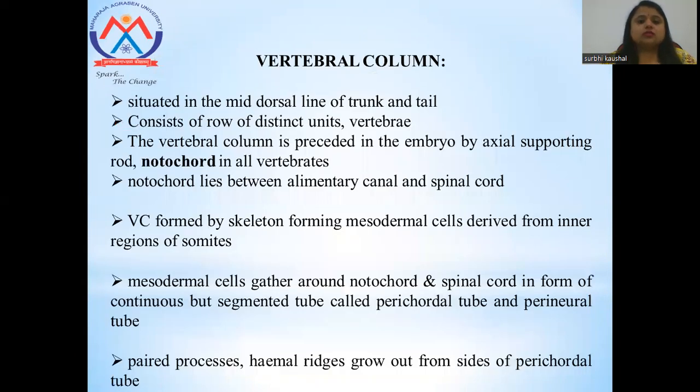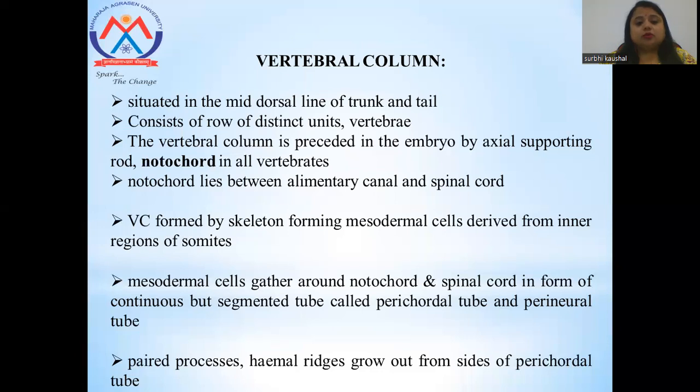So now, what is the vertebral column? It is situated in the mid-dorsal line of trunk and tail. It consists of a row of distinct units which are known as vertebrae. The vertebral column is preceded in the embryo by an axial supporting rod, which is known as notochord, and it is present in all vertebrates. The notochord lies between the spinal cord and the alimentary canal.